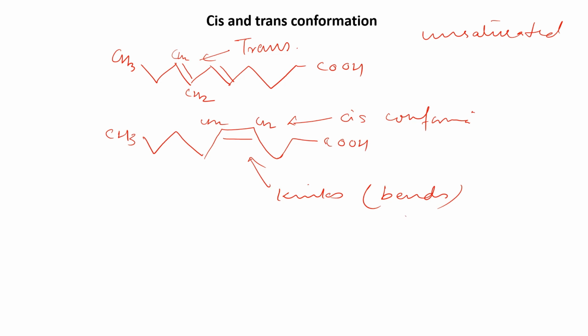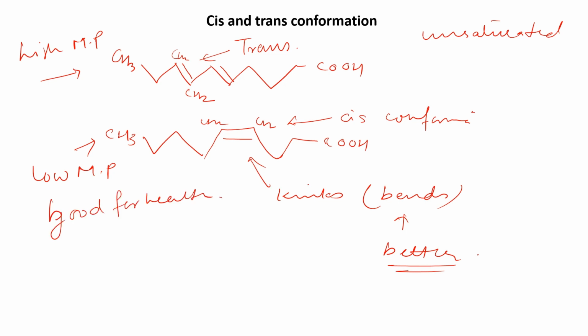The cis one is better because of this cis conformation, there generates a bend. So compared to these two structures, the trans will be more tightly packed compared to the cis ones. So that means trans will have the high melting point. Cis will have the low melting point. So compared to trans and cis, again, which one will be better for our health? Cis unsaturated fatty acids. Clear?